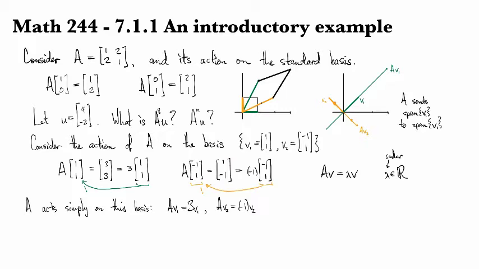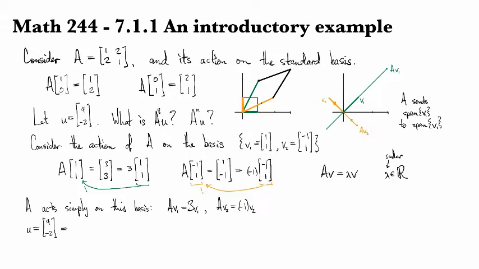Let's go back to the question about u. What to do with u, so to speak. I can write u in terms of this basis. That's the whole point in having a basis. We can write vectors in terms of it. How do I write that in terms of the basis? Well, let's see. What do I need to do?